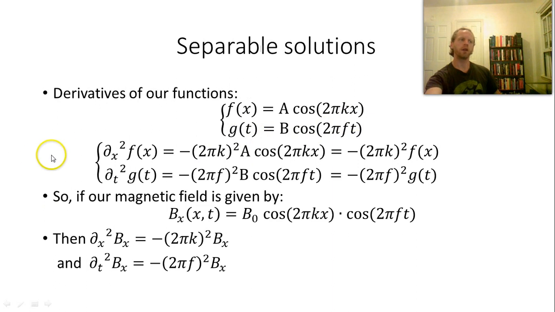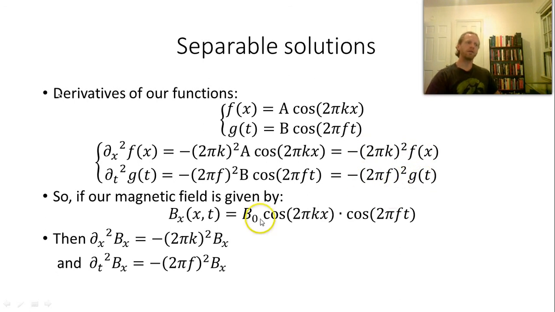So when we look at this here, if we take the second derivative of f with respect to x and the second derivative of g with respect to t, this is all basic calculus, and you can see that what we get out is, for the x component, minus 2 pi k squared times our original function, and minus 2 pi f squared times our original function for time.